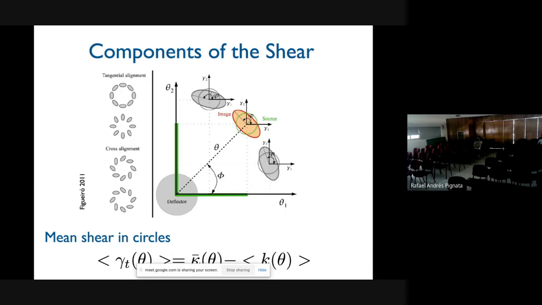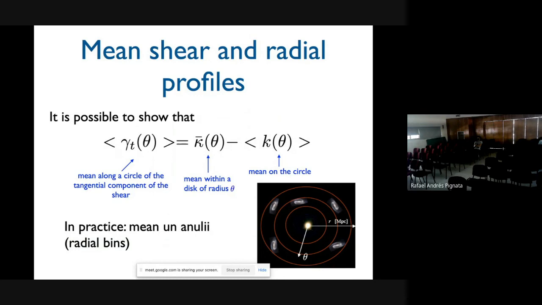Okay, so we will divide the shear into these two components, which are computed with respect to a given center, that we choose, the center of the galaxy, for example. And because what we measure is ellipticities, which are connected in the mean to the shear, but what we are really interested in is the mass distribution, which is connected to the convergence, you still have to do something there. And it's possible to show that the average of the tangential shear on a circle is just the average of the convergence within a disk minus the average of the convergence on the circle. Okay, so that's the expression shown there. I'm not going through the calculation, but the mean of the tangential shear along a circle is the mean of the convergence within the disk minus the mean on the circle.